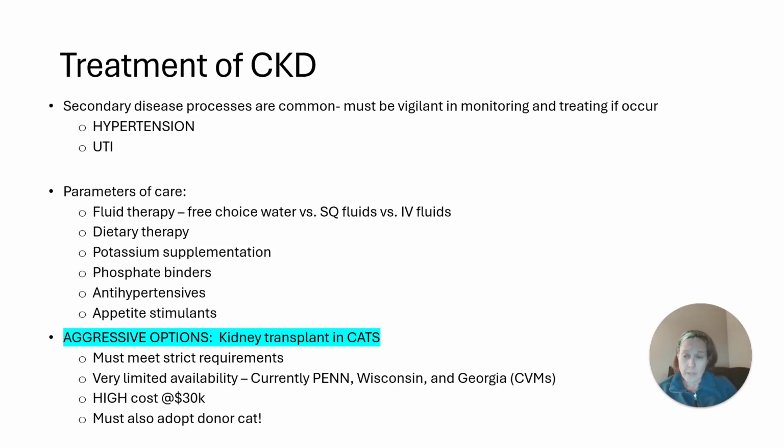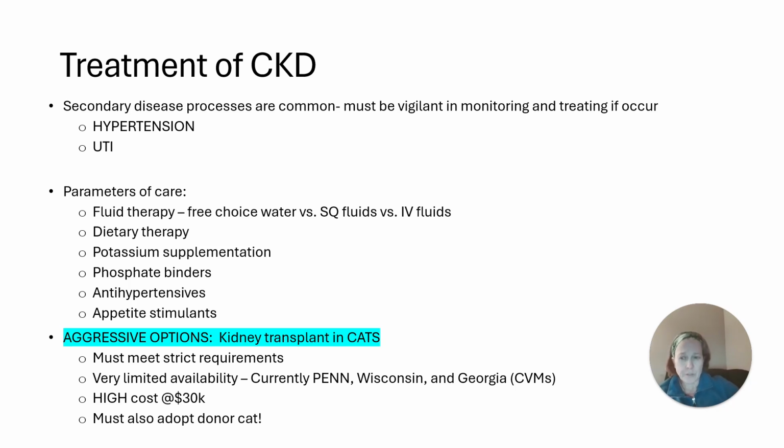We optimize their diet. There are some prescription diets that are formulated to help support kidney function. Some of these animals do need potassium supplementation because those tubules don't work properly. They can actually lose excessive potassium. Phosphate and phosphorus are big factors in causing mineralization of the kidneys, so many times we will give them phosphate binders.